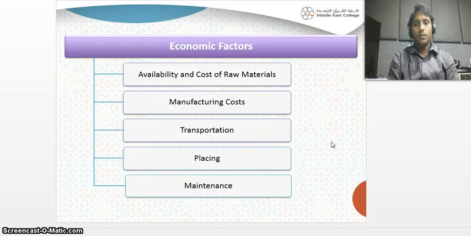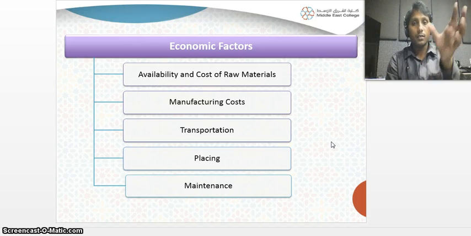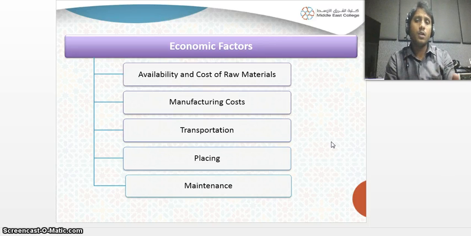Economic factors. Availability and cost of raw materials. If the materials are available nearby, or we have to go a far distance, we have to consider the availability of materials, where we can get them. The cost of raw materials will be different in several places. So you can sort out this availability and cost, and according to this, you can select the material.